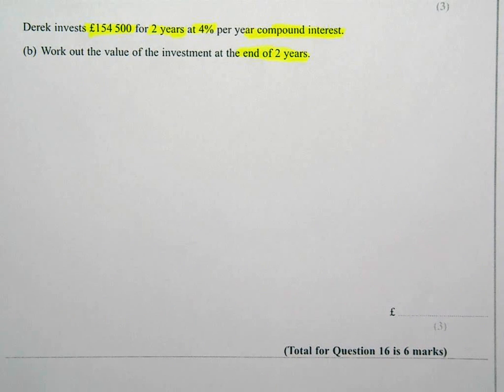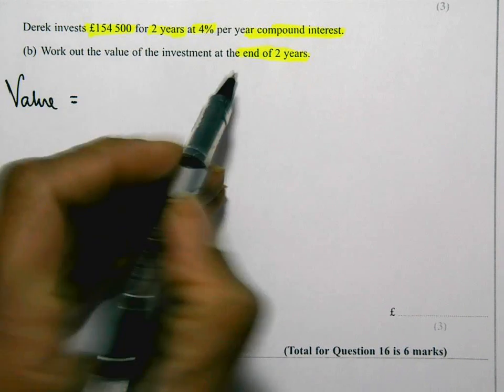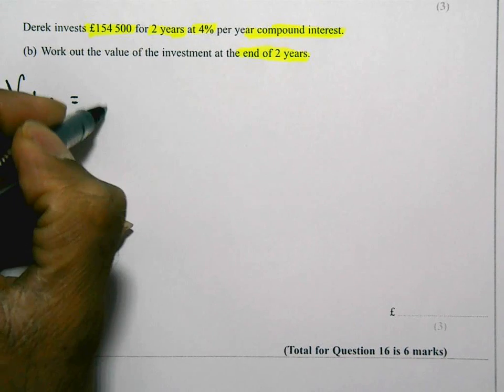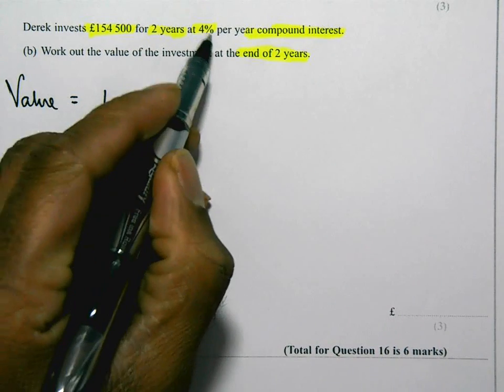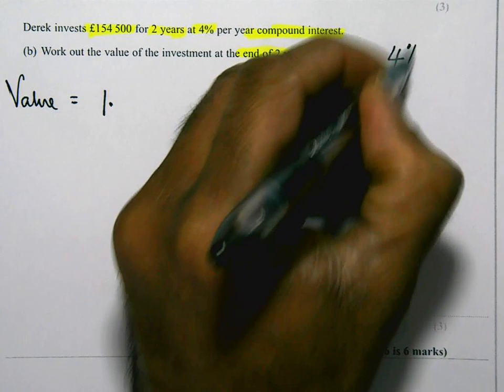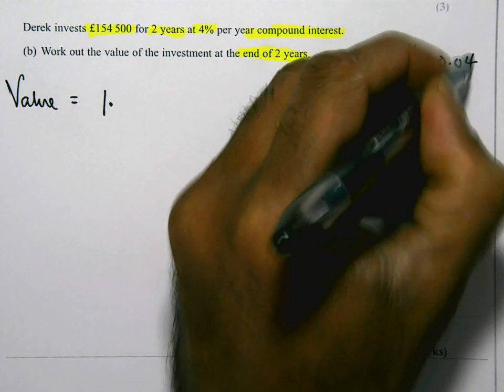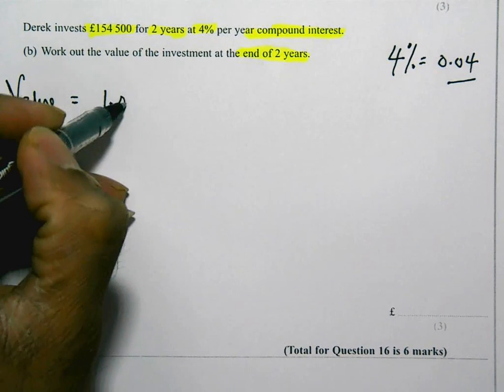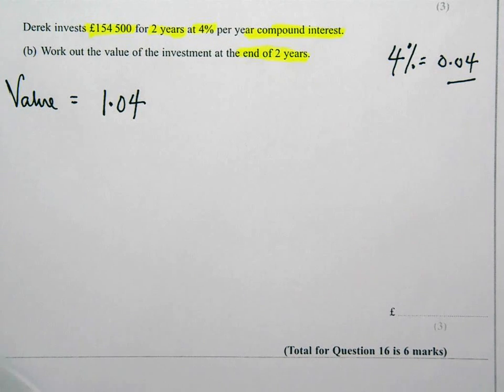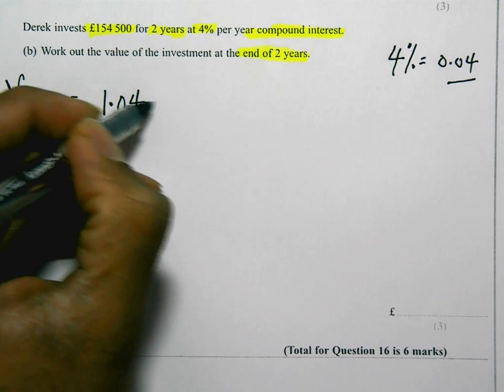Now, to work out the value of his money after 2 years, I need to use the compound interest formula or the relationship there. But what I know is that for compound interest, the multiplier every year is going to be 1 plus the percentage that he uses. And because that's 4%, now I'm going to write this on the side here, 4% is 0.04. So the multiplier is 1 plus that, because his money is increasing, so it's 1.04.